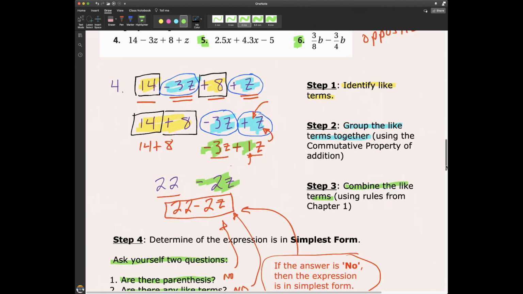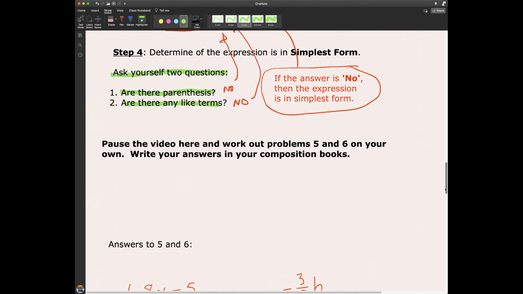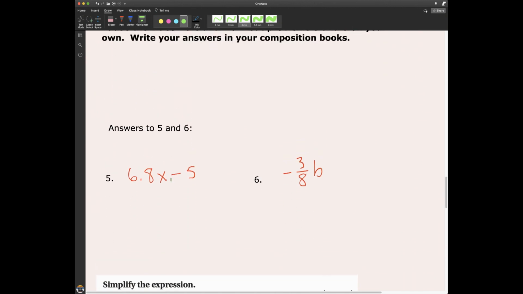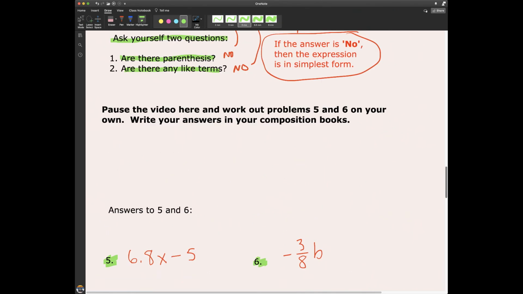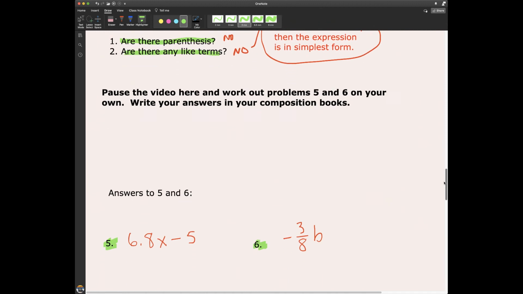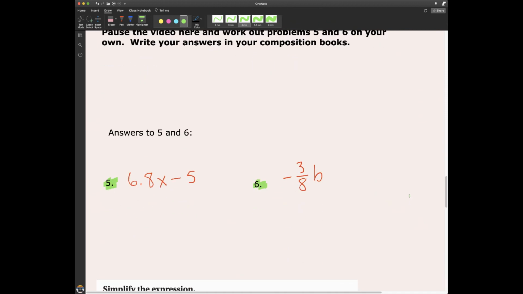All right, so let me come back down here. Let's look at the answers to problems 5 and 6 so you can check your work. Number 5 was 8x minus 5, and for number 6, it was negative 3/8b. Okay, so those are the answers to problems 5 and 6.